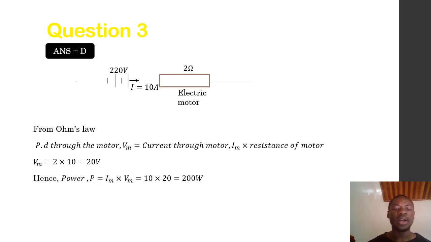Hence, the power, which is equal to the current through the motor times the potential difference across the motor, will be equal to 10 times 20, which gives us 200 watts. So our mechanical power is 200 watts. That gives us our answer D.